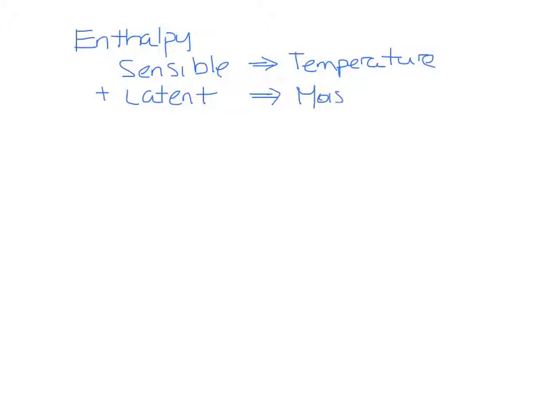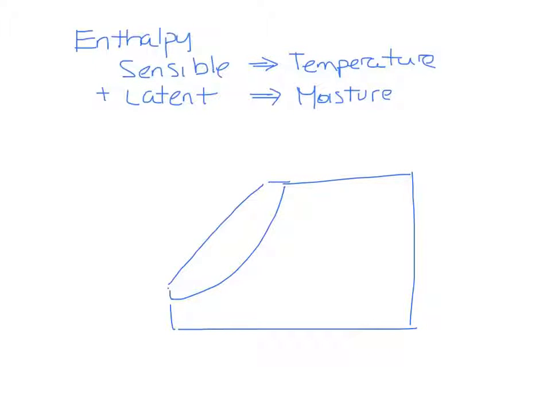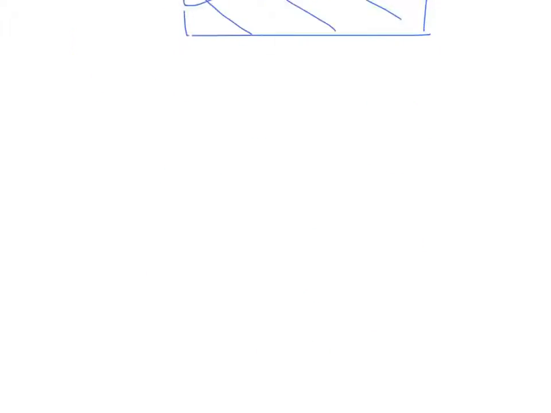Enthalpy is the measure of heat energy in the air due to sensible and latent heat. Think of sensible heat as the temperature of the air and latent heat as the moisture in the air. The enthalpy is shown above the saturation temperatures. It's in units of BTU per pound, and it runs diagonally like this. Let's move this out of the way and talk about relative humidity.